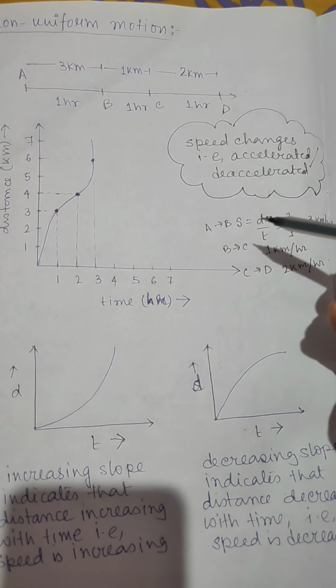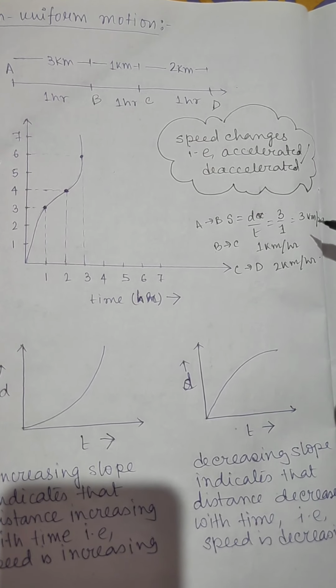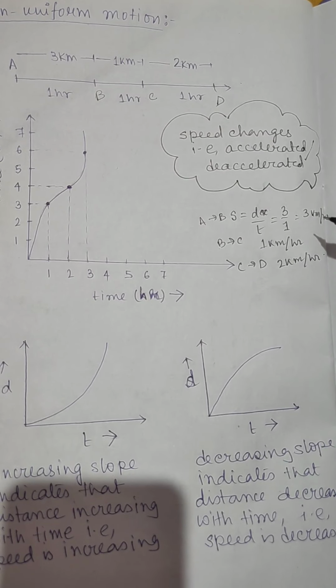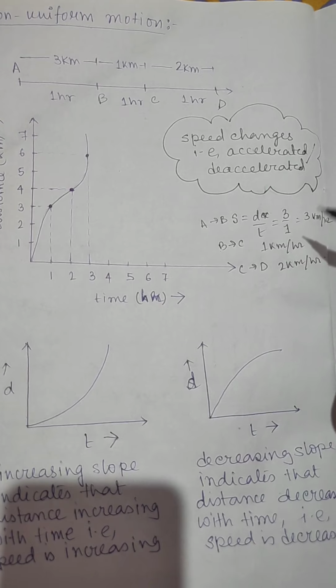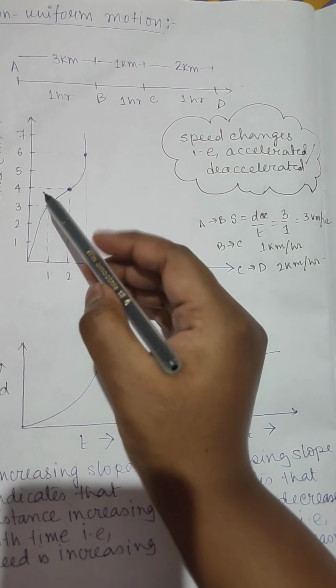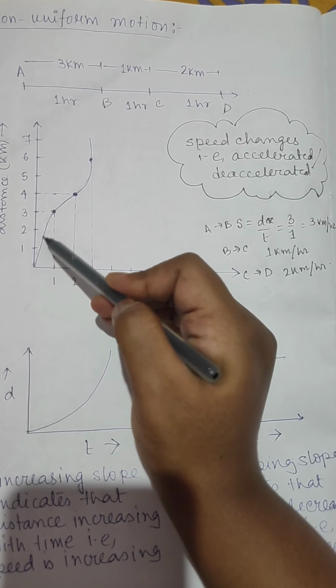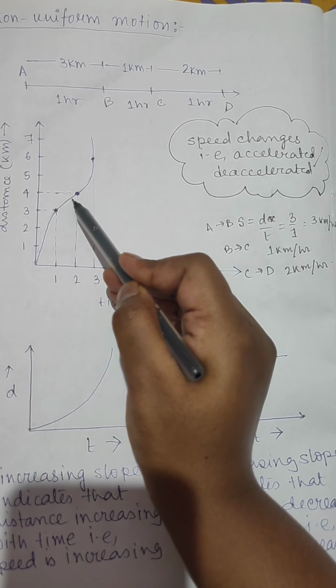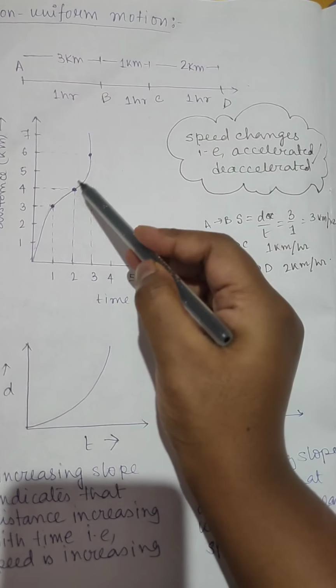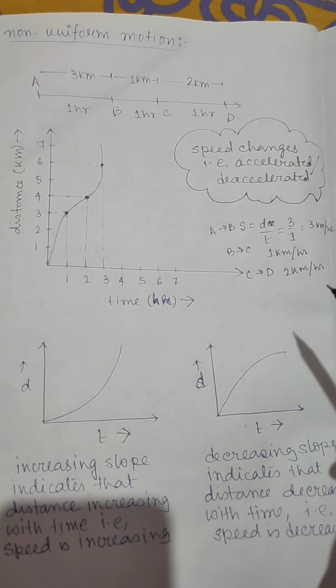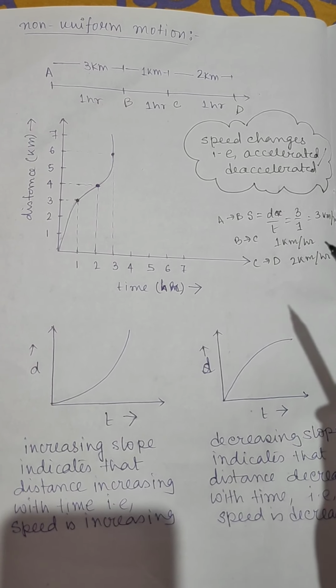That means in the first hour, the body traveled with the most speed. The speed was highest, 3 kilometers per hour. In the next 1 hour, what happened? The body slowed down. The speed was increasing, then suddenly the speed dropped. And again, from C to D, the speed increased. So you can see that in non-uniform motion, speed is never constant.